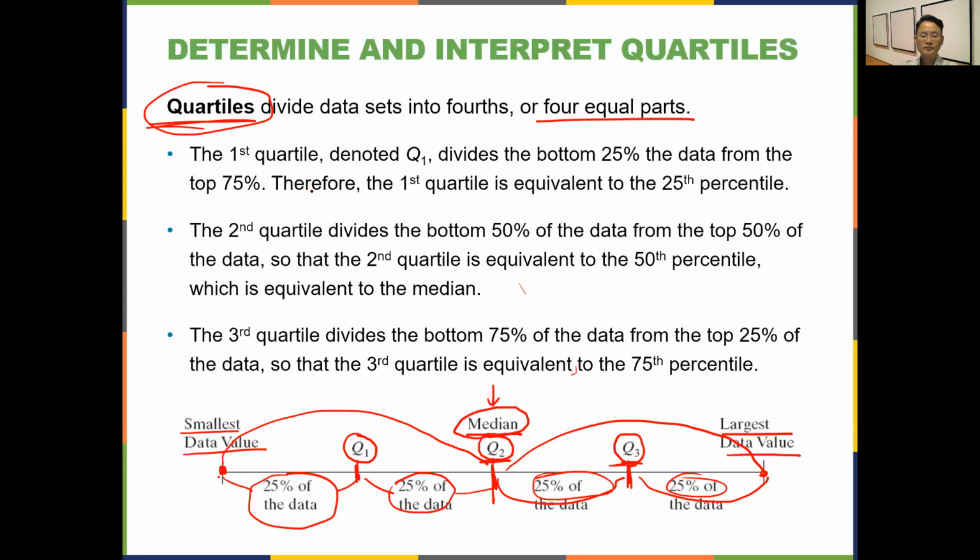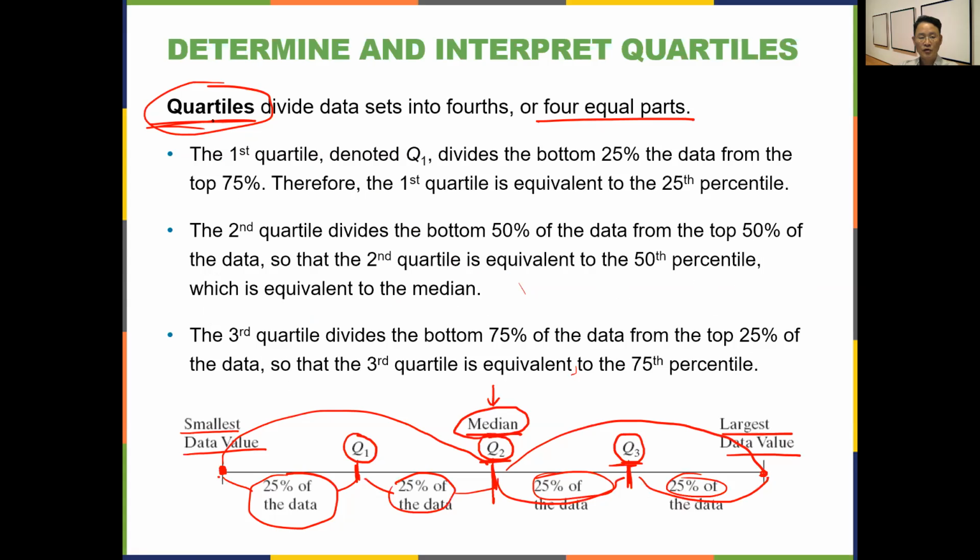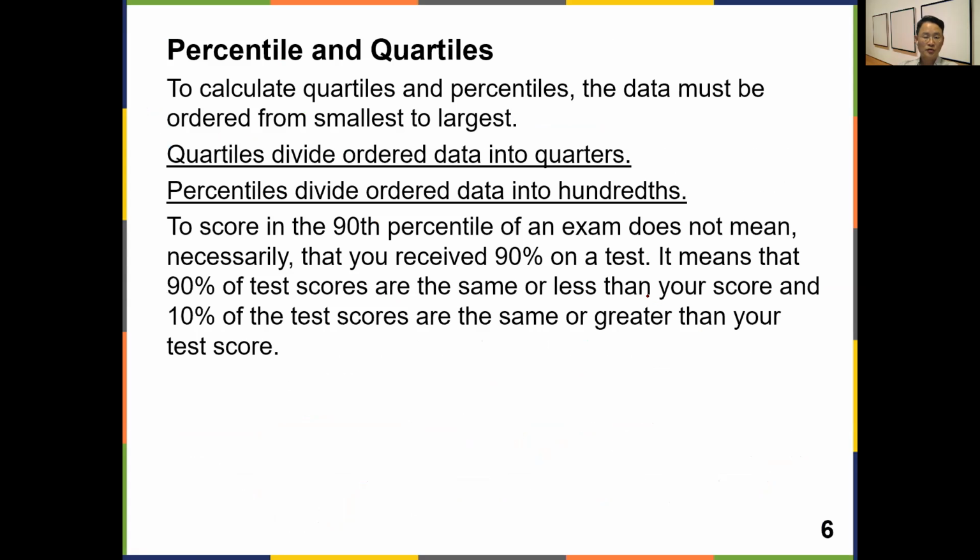Okay, so percentile cuts it into 100 pieces just like that, right? And quartile puts it into 4 pieces just like that. All right, so again, quartile, 4 quarters, right? And percentile, 100 pieces. Just to recap.